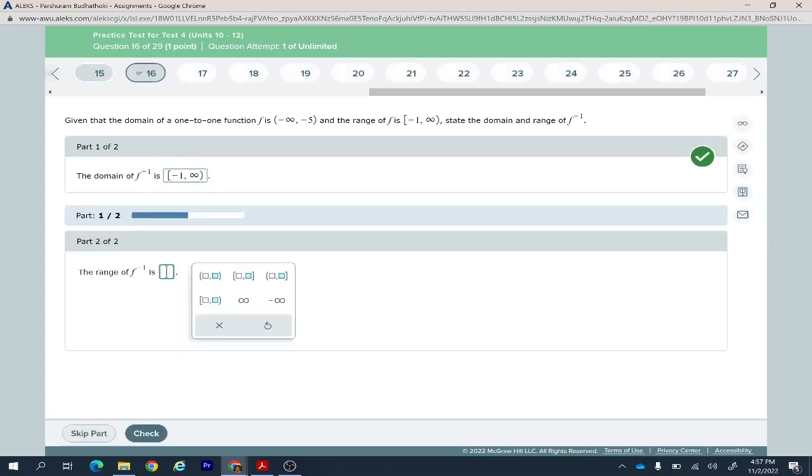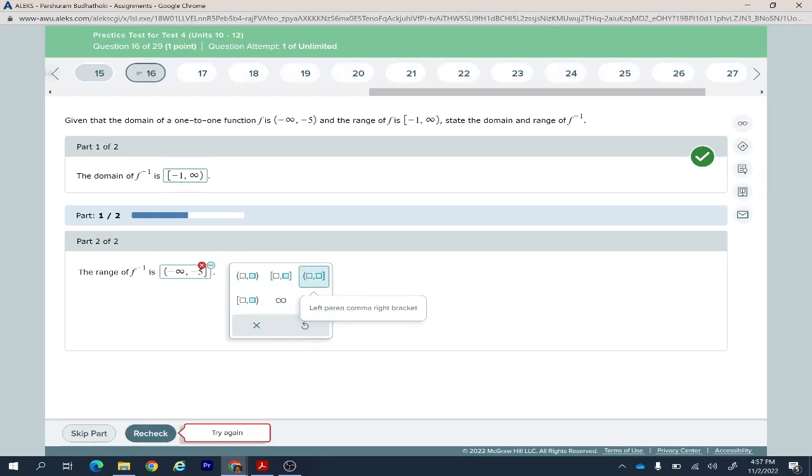The range of the inverse function is the domain of the original function, which is negative infinity up to negative 5. So it's just the reverse. Okay, what did I do wrong? Oh, I have to put the parentheses. I used the bracket, but it's supposed to be negative infinity up to negative 5, with parentheses.